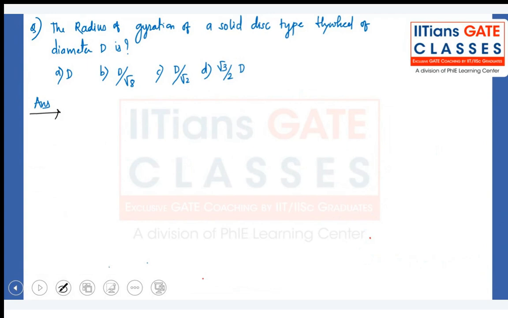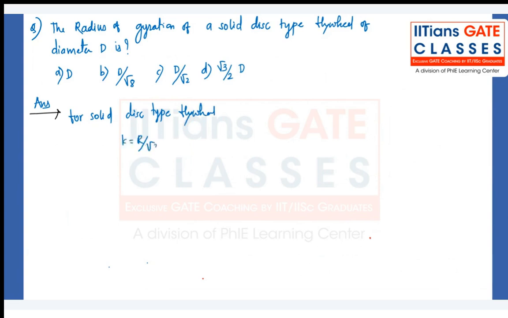Yes, so we can say that for a solid disk type flywheel, k is equal to r by root 2. So k is equal to d by 2 root 2, which means d by under root of 8. So this is something we should know: the radius of gyration for the solid disk type flywheel is r by root 2.